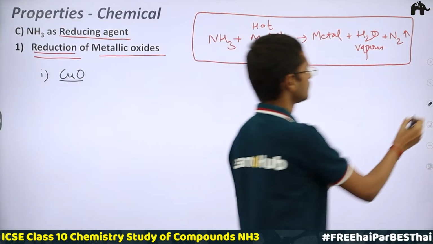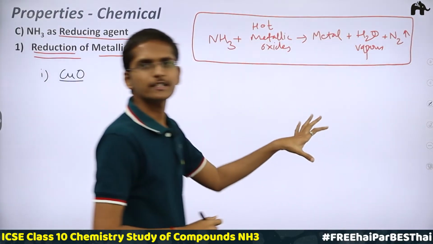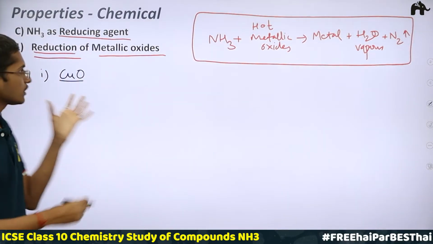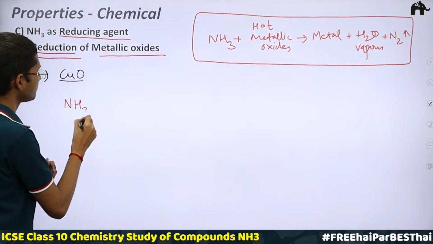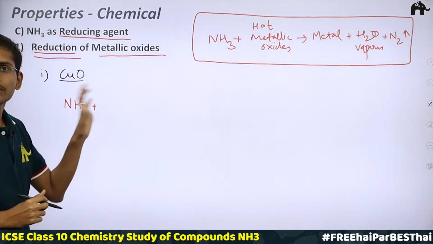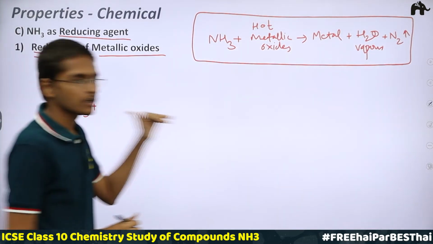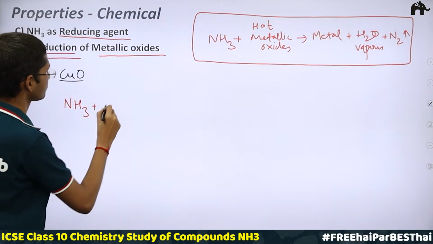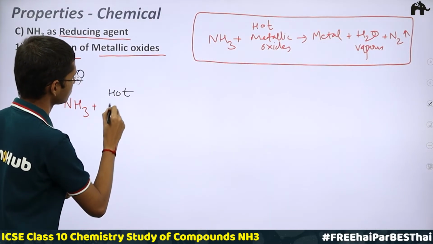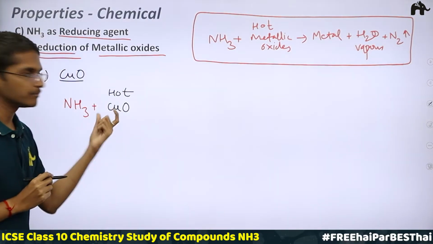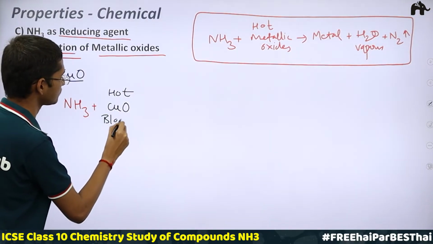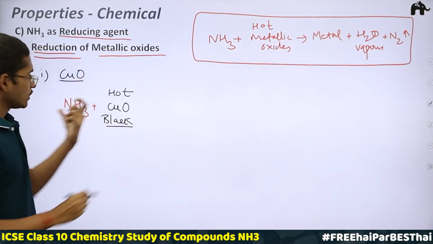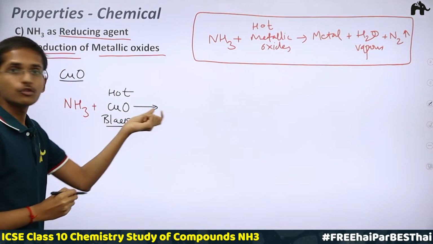So here the reaction would take place in exactly the same manner. Ammonia would be passed through hot copper(II) oxide, which is black in color. I have already written it in black. And what happens is copper would be formed.